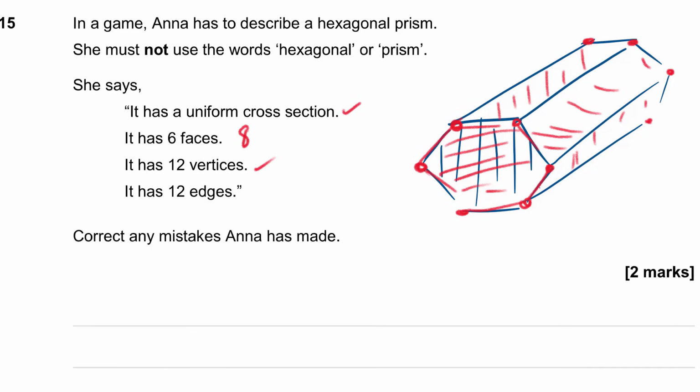Does it have 12 edges? Well, it's got 1, 2, 3, 4, 5, 6 along there. It's going to have 6 there as well. 3, 4, 5, 6. That's 12. Plus, it's going to have 1, 2, 3, 4, 5, 6 going that way. So that isn't true. It's going to have 18 edges.